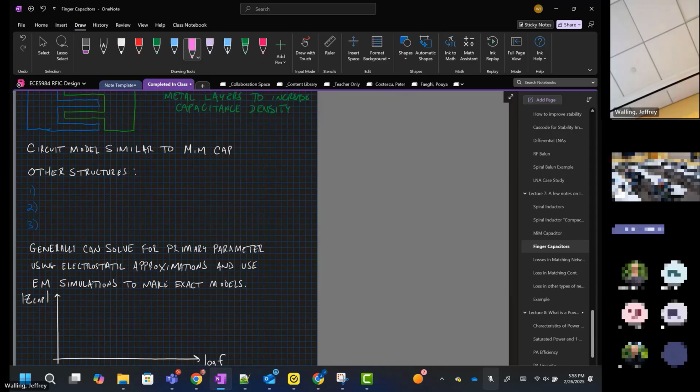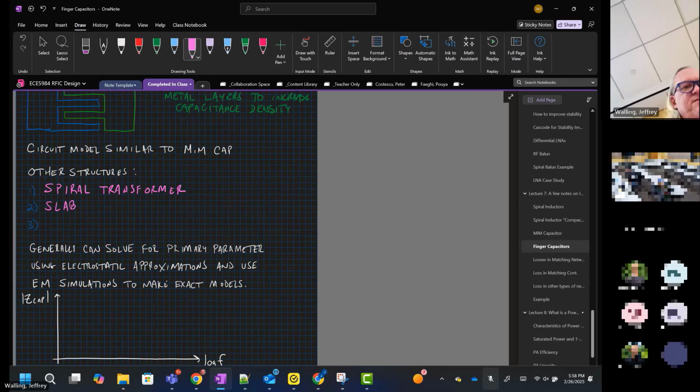All right, we have a couple of other structures that we can make in terms of electromagnetics. So, one would be a spiral transformer. Another would be the one that Salakin asked about earlier, which would be the slab inductor. And of course, we can also make transmission lines on chip.